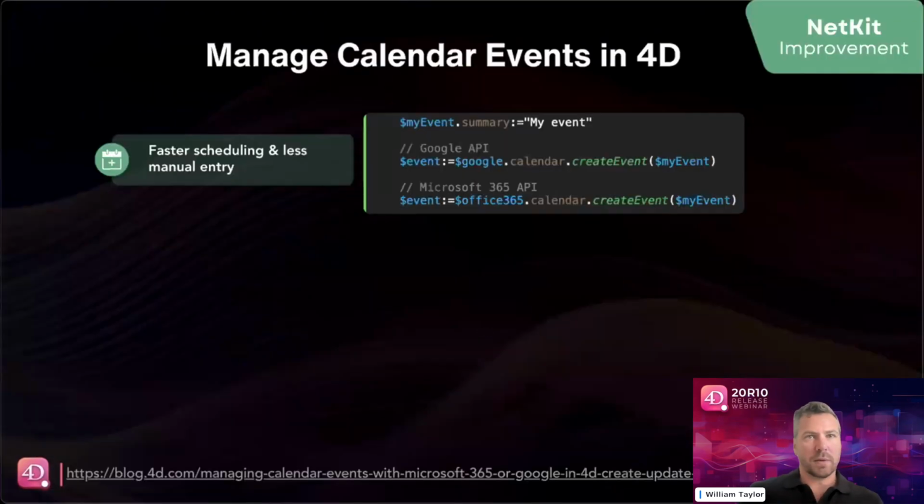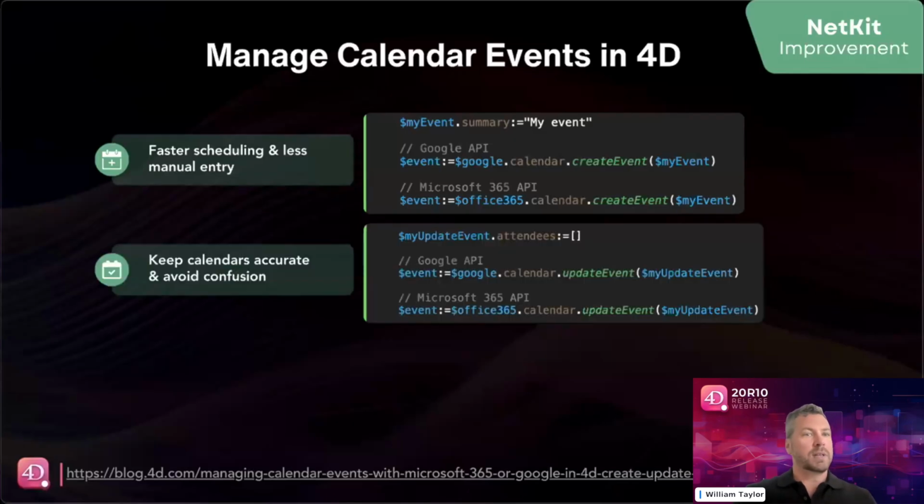I think now let's talk about the useful enhancements in 4D NetKit. Calendar management. You can now manage events using Google Calendar and Microsoft 365 API right from your 4D code. First, you can create events programmatically. Just set your event details and use the create event function. Second, you can update events like adding or removing attendees without having to cancel or recreate.